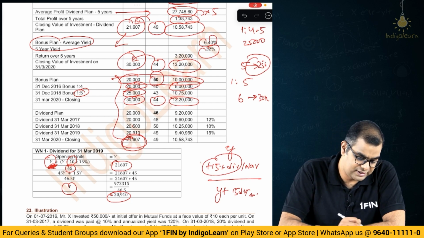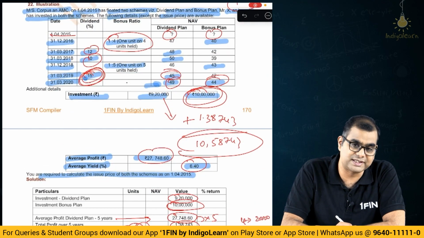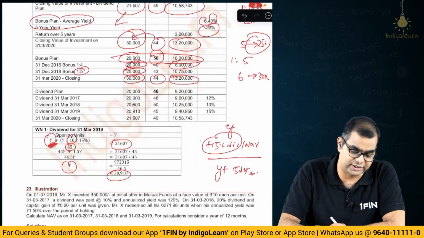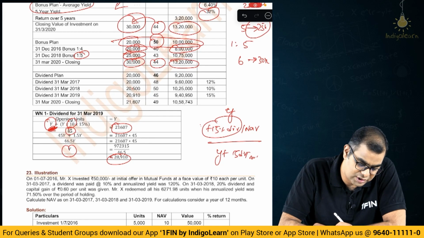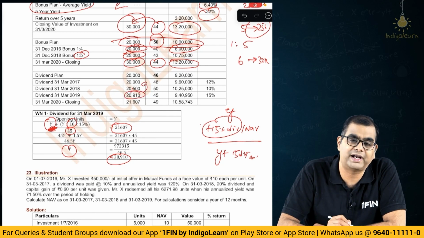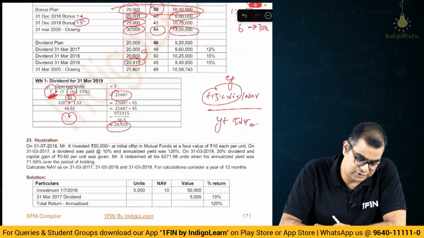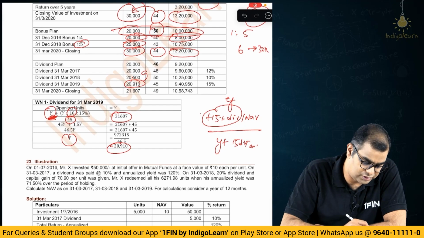So, same way you solve this backwards. You also have two more dividends, one of 10%, the other one of 12%. 10% is when the NAV is 50 and 12% is when NAV is at 48. So, I will show you again how it works. So, 21,910 we got. So, before 21,910 the dividend was how much? Dividend was 10%. So, I will clean this up.